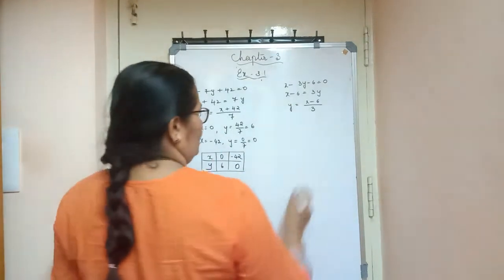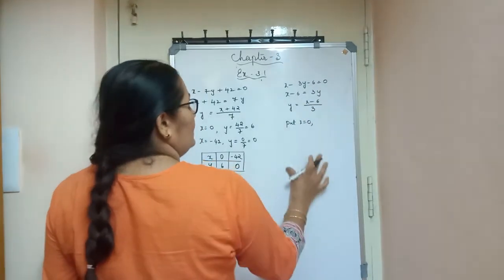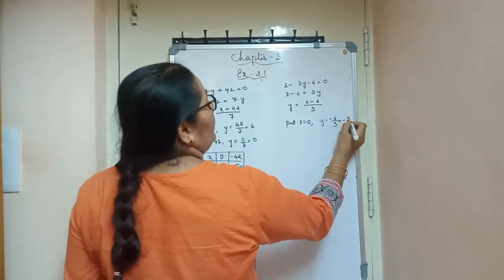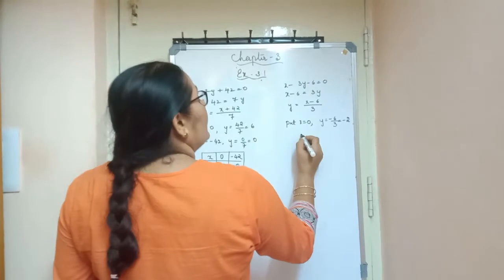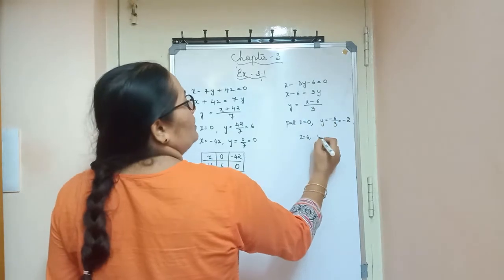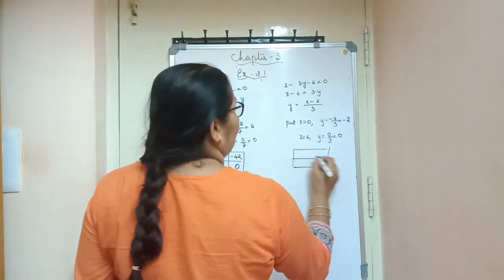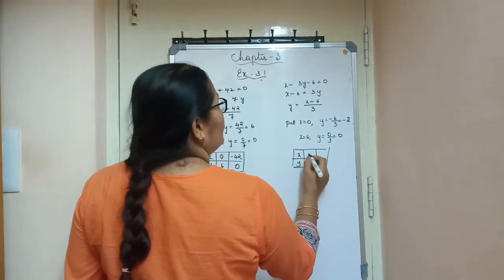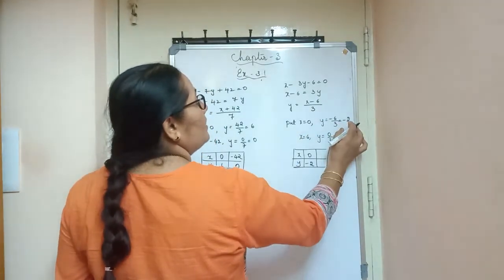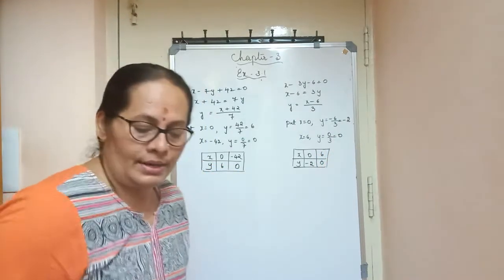Similarly, for the second equation, put X as 0. Then what will we get? 0 minus 6 is minus 6. So Y equals minus 6 by 3, which is minus 2. If you take X as 6, 6 minus 6 is 0. So 0 by 3, which is 0. So the coordinates are, when X is 0, Y is minus 2. When X is 6, Y is 0. Now we'll plot the graph for this.